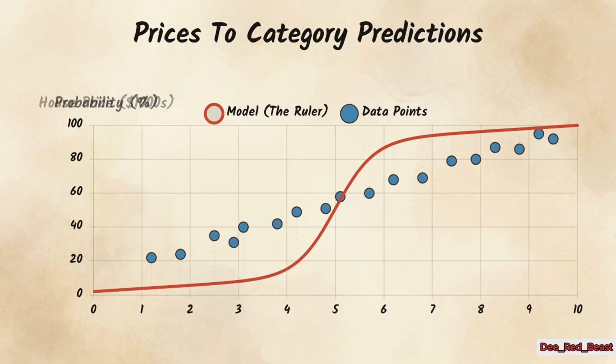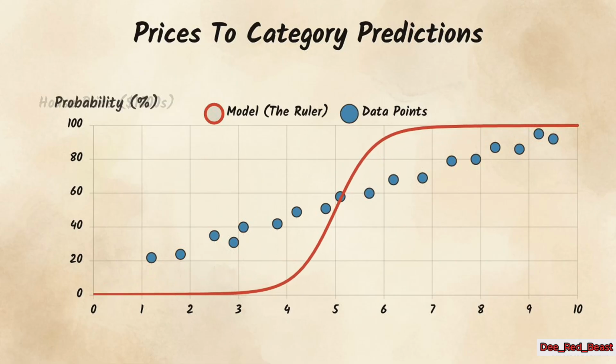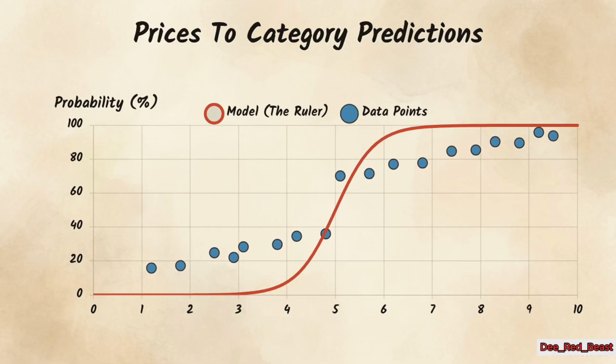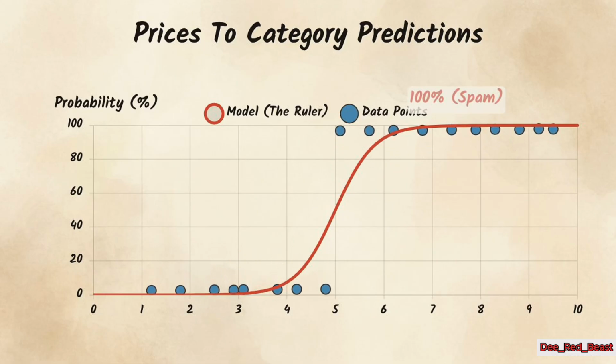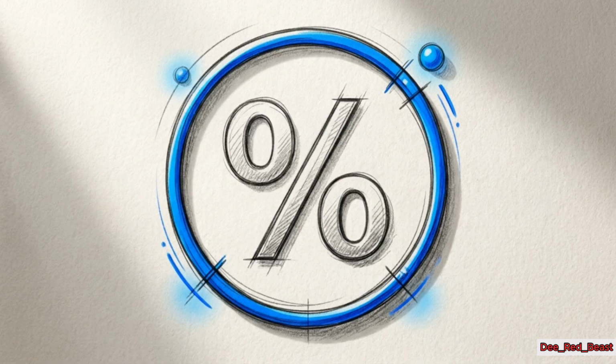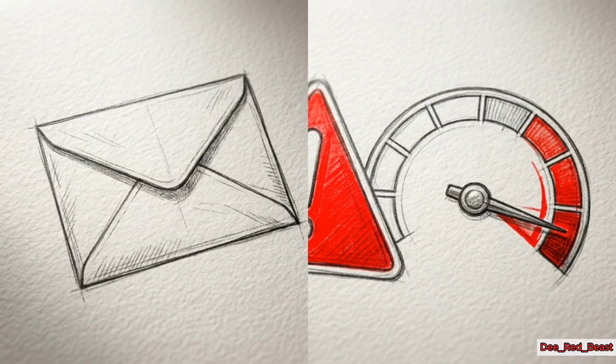When we need to predict a category, like whether an email is spam or not, the detective warps the ruler, turning that straight line into an S-shaped curve. This is logistic regression, and it works by pushing data points towards the bottom or the top of the curve. Instead of giving us a house price, this S-curve calculates a percentage. It tells us the probability, say an 80% chance, that a specific email belongs in the spam folder.